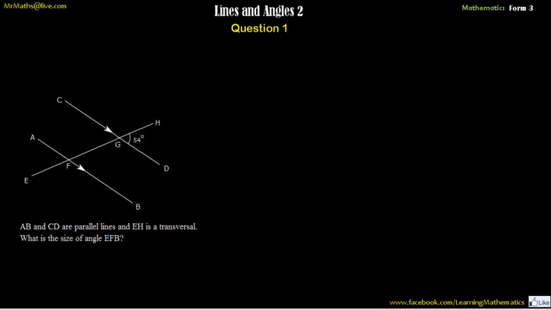AB and CD are parallel lines and EH is a transversal. Take a look at these two parallel lines and one transversal. We are given one angle, 54 degree. The question is, what is the size of angle EFB? EFB is this one, right? That's E, F and B. So the angle that the question is asking us about is this one, the one in red.